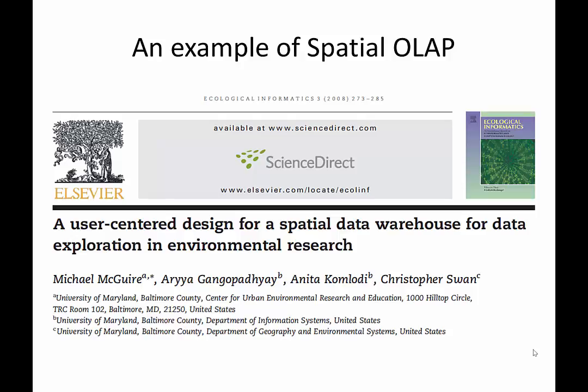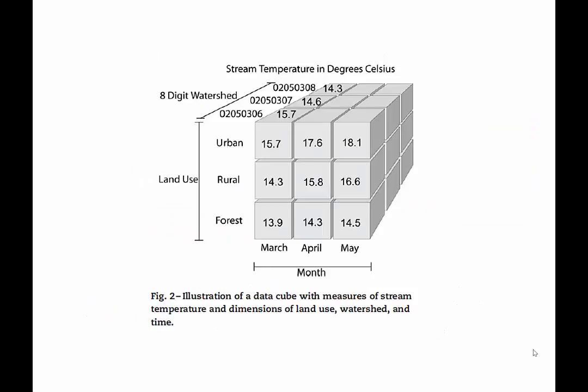I put the paper up online, so read it in your own time, but just to give you the real headline story: in this case their measurements were stream temperature and other measurements of water quality. The dimensions were things like month, obviously time, land use, because land use influences the characteristics of the water, and also things like watersheds, rivers and things that form a hierarchical watershed, so it allows you to burrow into watersheds.